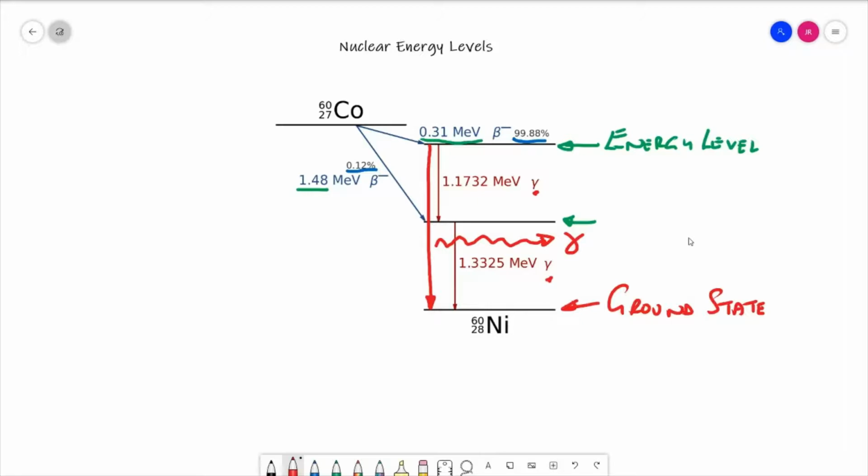Looking at the numbers then, because obviously we know that energy has to be conserved, if this one gamma is emitted, then that will have an energy of 2.5057 mega electron volts, and that's just the sum of the two energies, 1.1732 and 1.3325, that you can see on the screen.